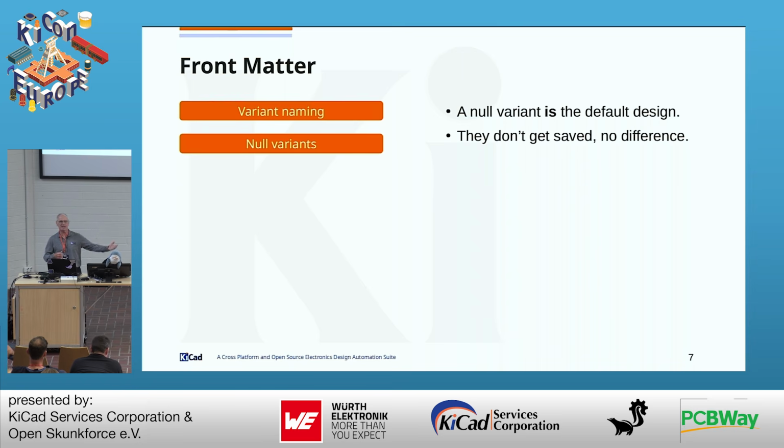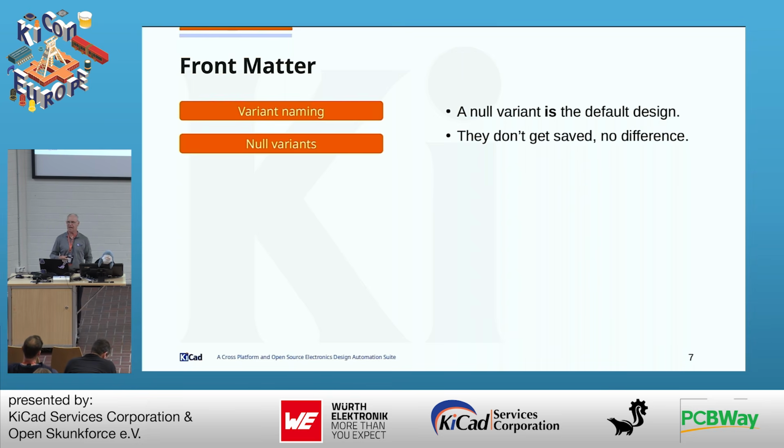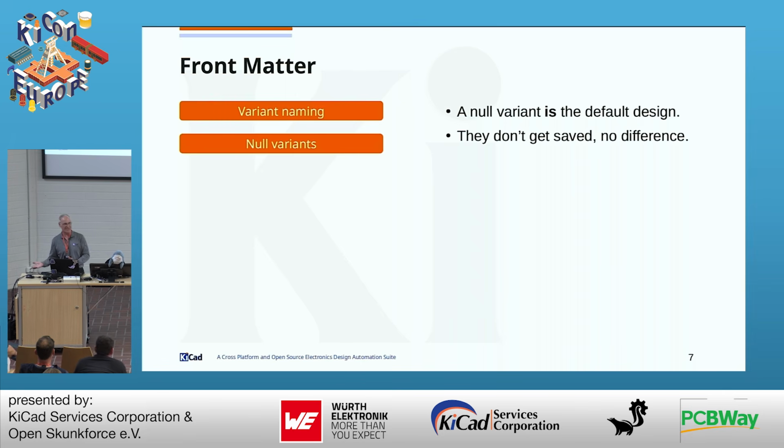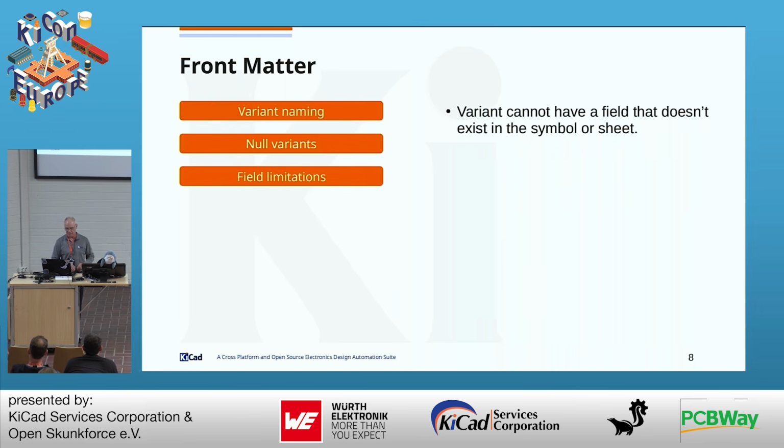If I generated a bill of materials for that, what would be the difference? I would get two identical bills of materials. So a null variant is a variant where there's no difference from the base design. Basically, those don't get saved. As the variant system is saving the files, it will say there's no difference between this and the base, so it's not going to save it because it's not a diff. So keep in mind, that's a limitation with the variant system.